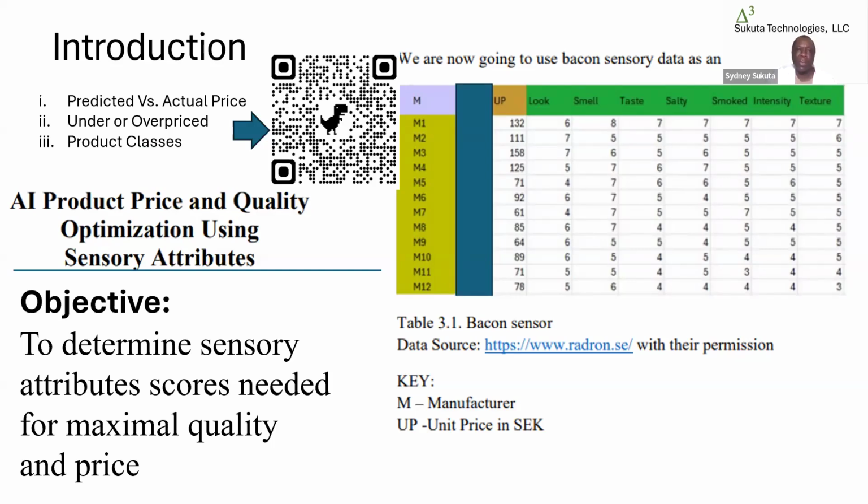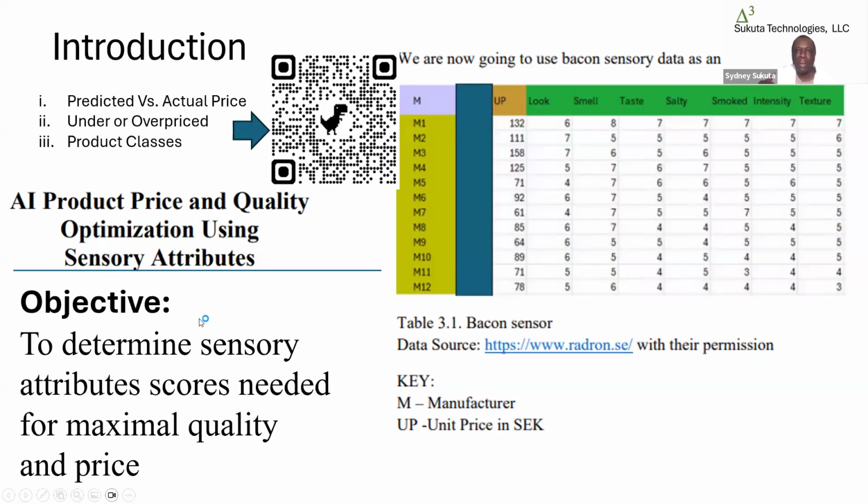Now we're going to talk about part two. In part two, we'll look at, again, using AI to optimize. This is to maximize the price and quality. Of course, the quality has to be maximized first, then the price can go up as well using sensory attributes. So I want you to look at this very carefully. The most expensive bacon is at 158 and the cheapest is 64. So we want to see how these attributes can be manipulated, or changed rather, to increase these prices. Okay, so that's what we're going to be doing.